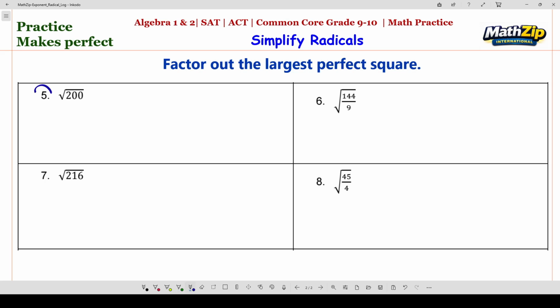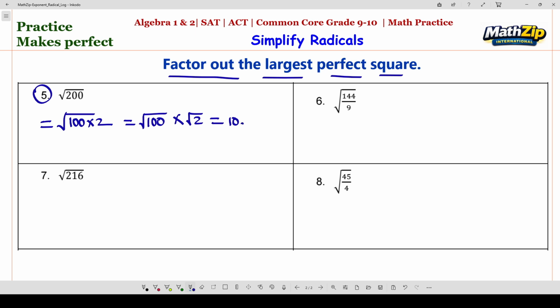Question 5. Factor out the largest perfect square. We are going to simplify this radical, root 200. What is the best way? This one we can easily write as 100 times 2, right? Then we can write root 100 times root 2. Root 100 means 10, and root 2. This is our answer.